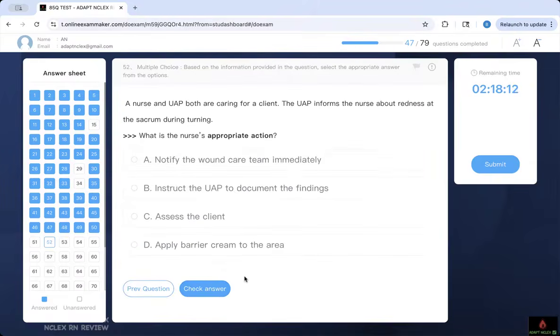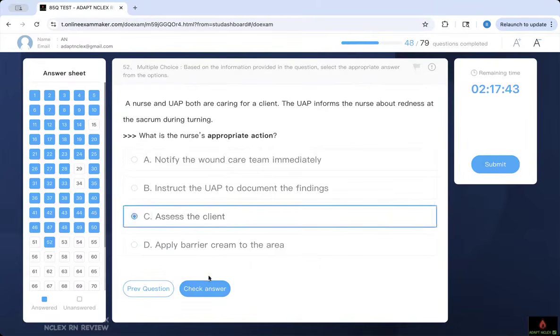The RN and the UAP both are caring for a client. The UAP informed the nurse that there is redness at the sacrum during turning. What is the nurse's appropriate action? The UAP told the RN, I found something, there's redness. Do you notify the wound care to come and take care of it? Do you instruct the UAP to document the finding? Do you assess the patient or apply a barrier? You should not take whatever the UAP told you as the final answer. You should do your assessment.